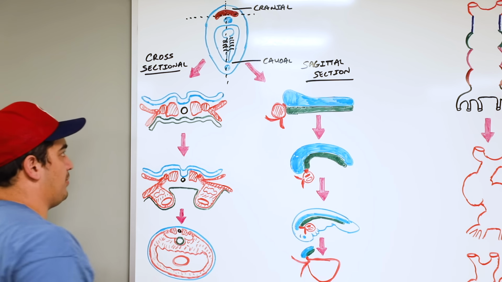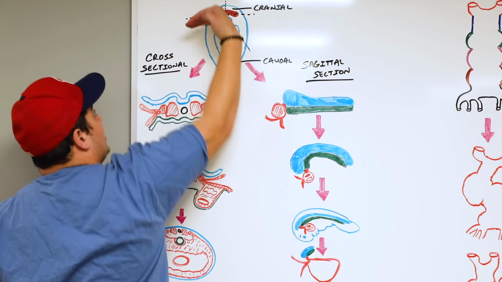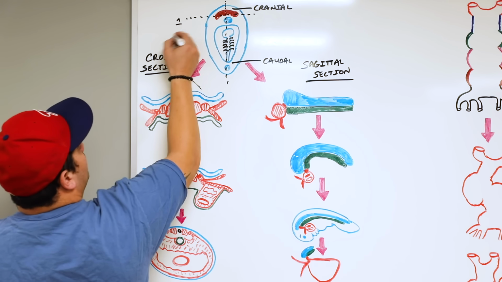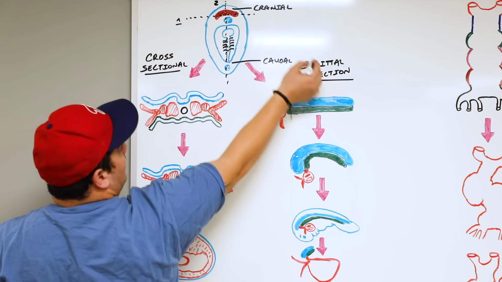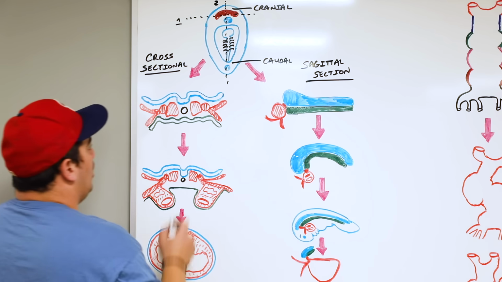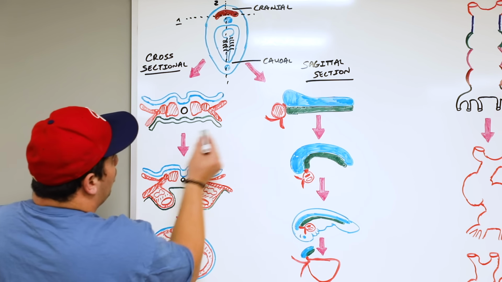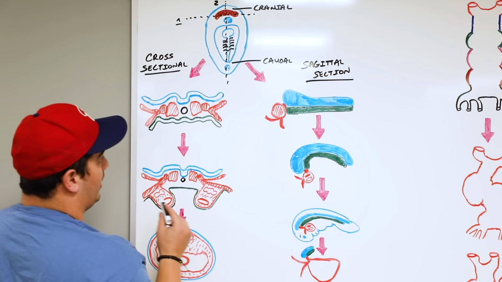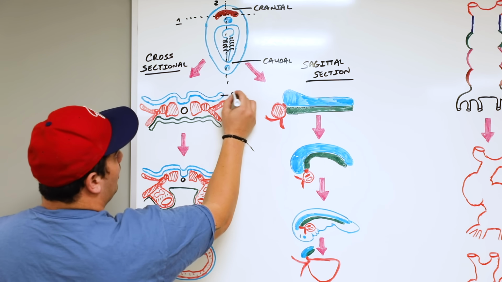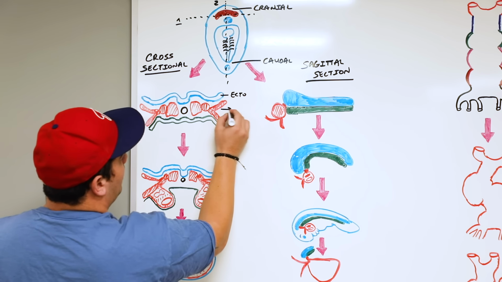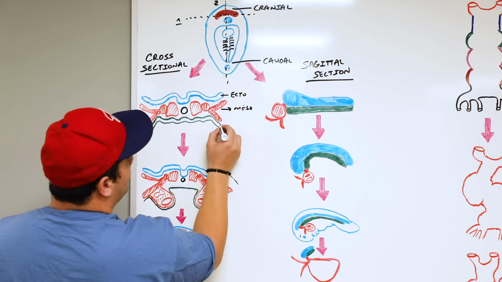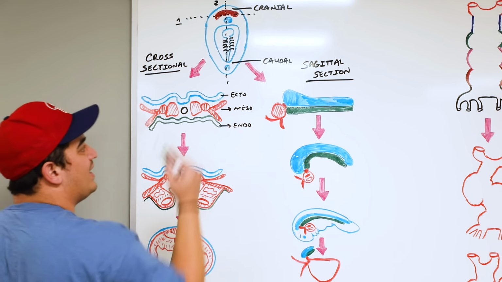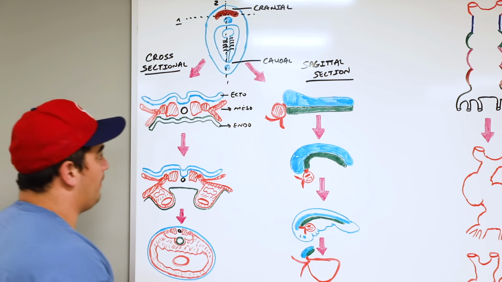Let's start here with the cross section. When you take this cross section, this one here, we'll number it just so we understand. This is the first section, which we're going to be talking about here, and this is the second section, which we'll be talking about over here. When you take a cross section and you're looking at it after gastrulation has occurred, you have three layers here. This layer here is your ectoderm. This layer here in the middle is your mesoderm. And this layer here on the bottom is the endoderm. The blue is the ectoderm, the red is the mesoderm, and the green is the endoderm.